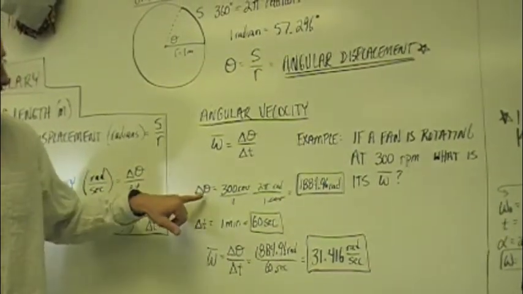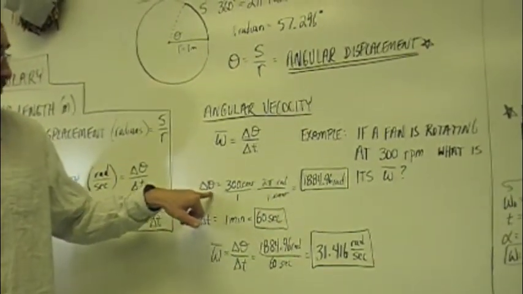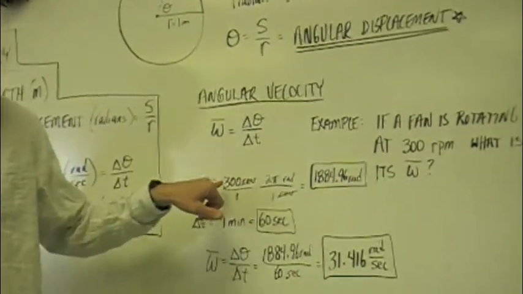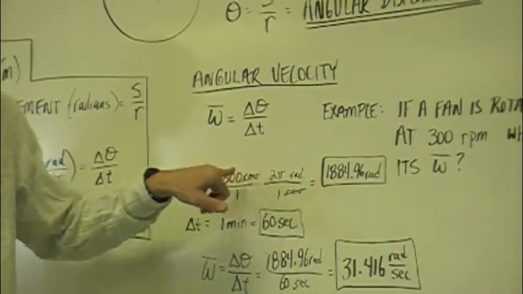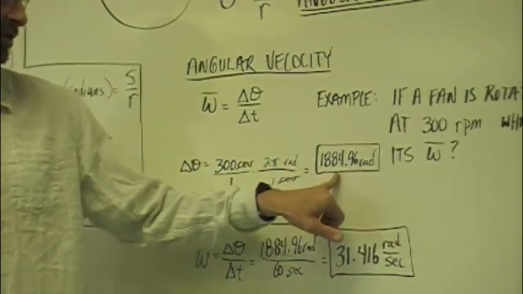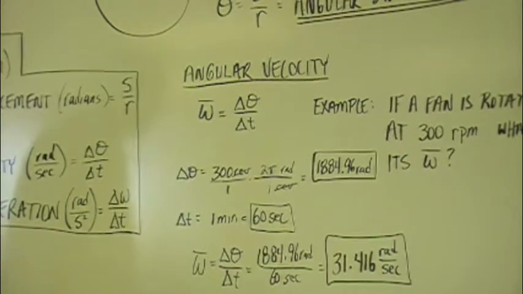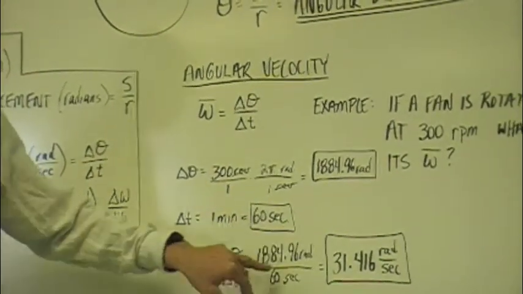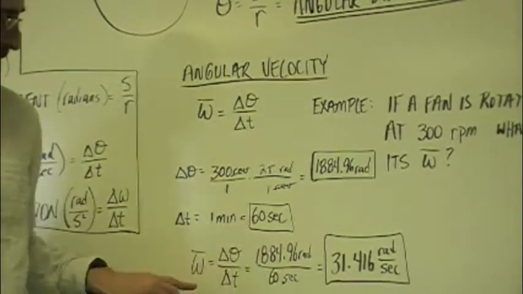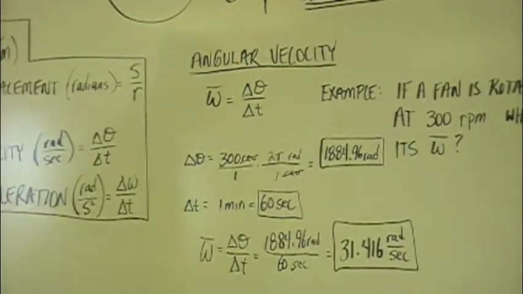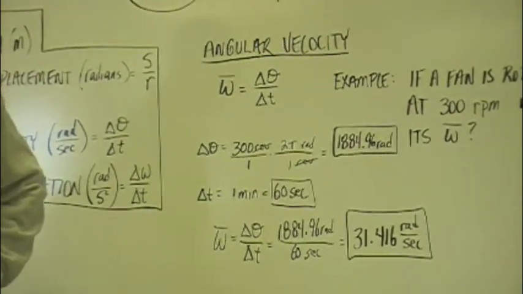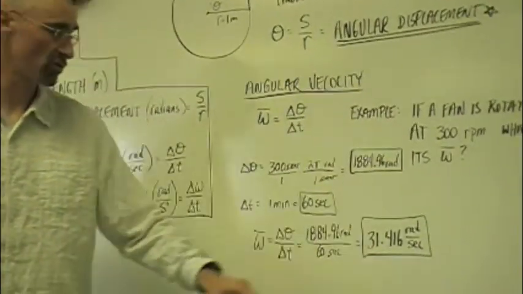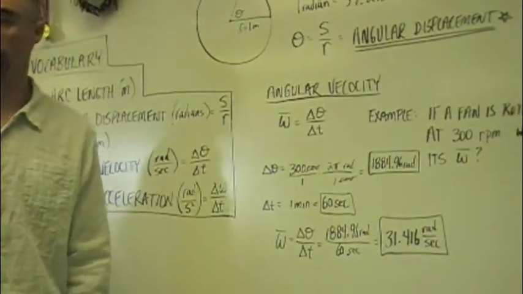Well, guys, if you look here, the displacement is 300 revolutions. And this is a good point here. A revolution is equal to 2 pi radians. So you'll see that I've converted it into 1884.96 radians. And then a minute is 60 seconds. So if you take those and you divide them, you come up with an angular velocity of 31.416 radians per second. Okay? So if that fan blade is going 300 RPM, that's your angular velocity in radians per second.